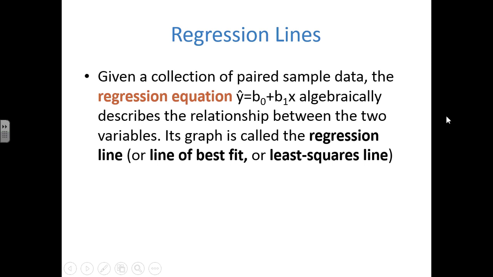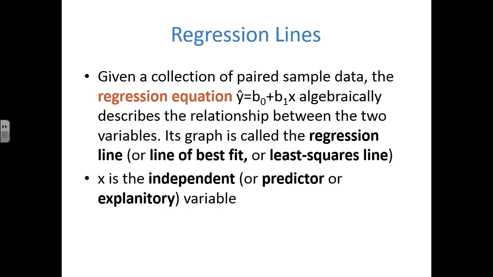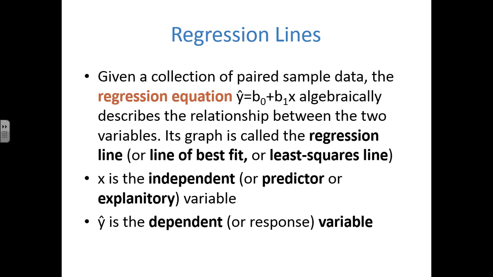This graph is called the regression line, or sometimes known as the line of best fit, or the least squares line. The reason for this you can get from your reading in the book to see why the regression line is also known as the line of best fit. Now, x is our independent variable, which is also sometimes known as the predictor variable or the explanatory variable, and y is our dependent or response variable.